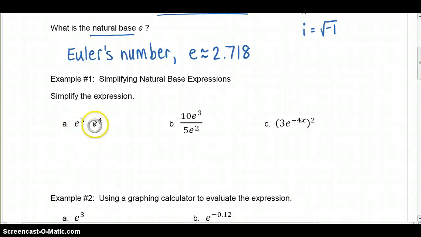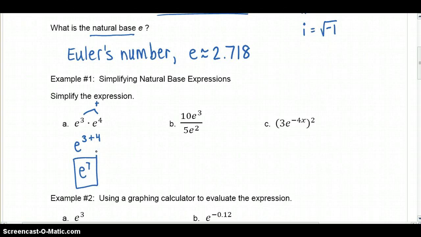Remember, when I have the same base and I'm multiplying, that means I take my exponents and I add them. That's one of our exponent rules. So e to the 3 plus 4, which is going to be e to the 7th. And again, I'm not going to type it in my calculator. The directions didn't say anything about giving an approximate answer. So e to the 7th, that's my final simplified answer.